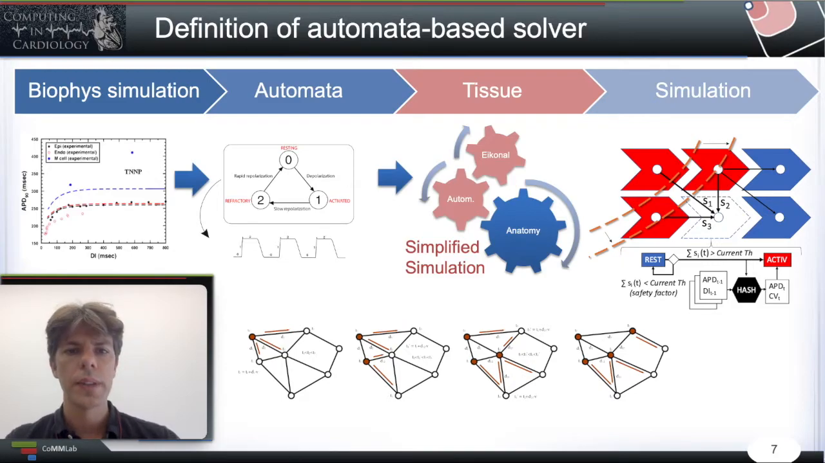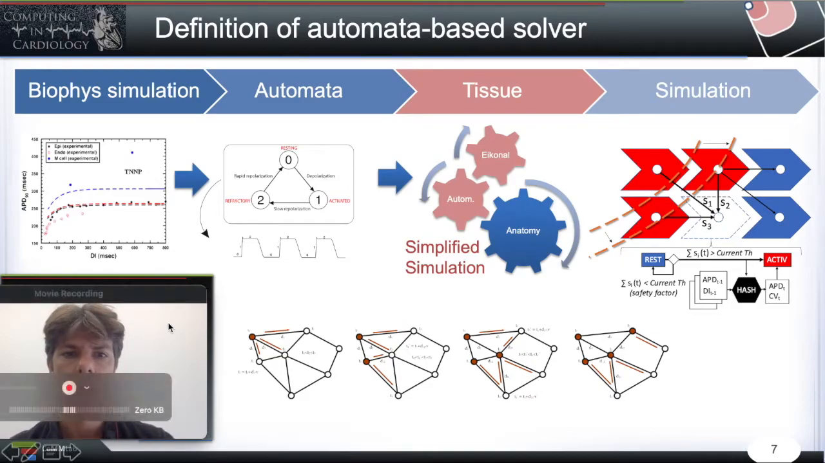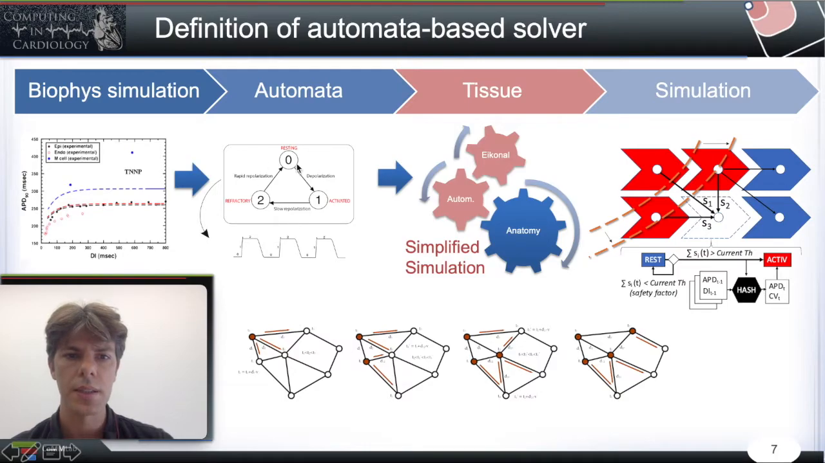So in order to do that, we have developed a simple automata that has three different states: resting, activated, and refractory. And we have informed that automata by performing thousands of simulations, in our case using the ten Tusscher model 2004, in order for the automata to learn how to react to different input data. And then we have coupled it to a tissue model based on graph propagation, like the one you see here. So we have different cells, which are our automata depicted before.